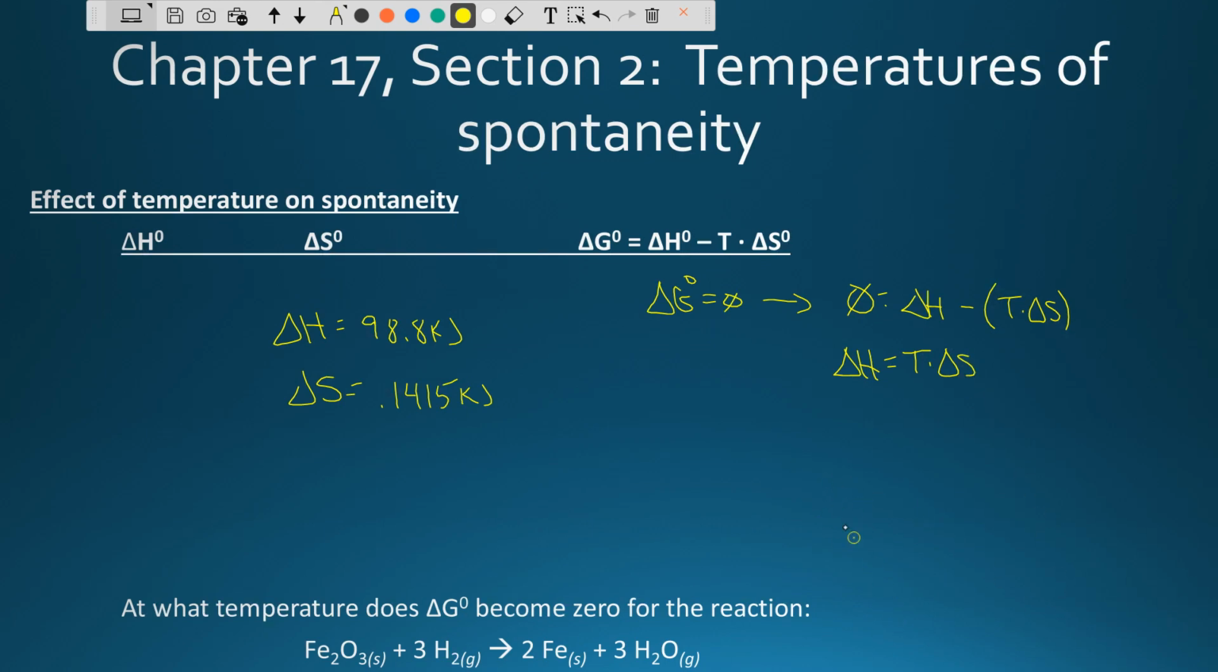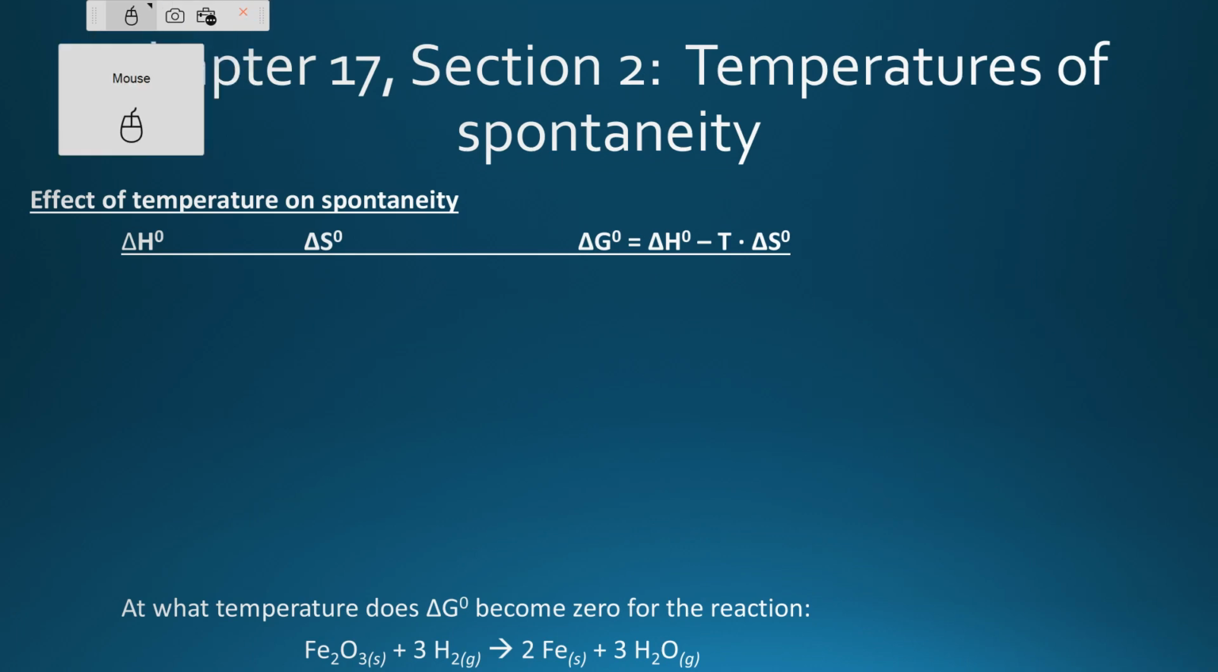Okay, and then I just substitute my values in, and I would see that I have 98.8 kilojoules. That will equal temperature times the 0.1415. My temperature that this would be at equilibrium would be 698 Kelvin. Okay, that's where my delta G value is going to be zero. All right, so that's a pretty easy application of this.